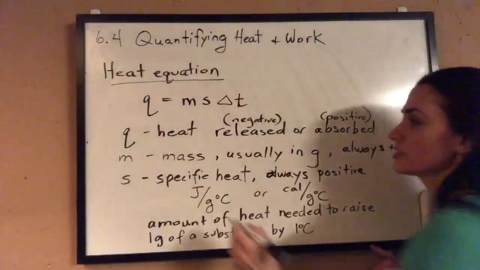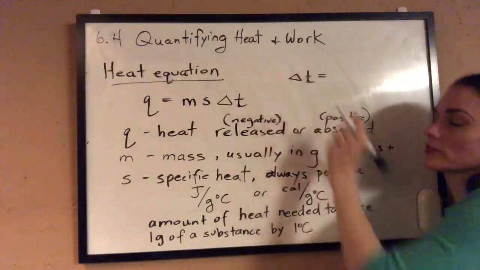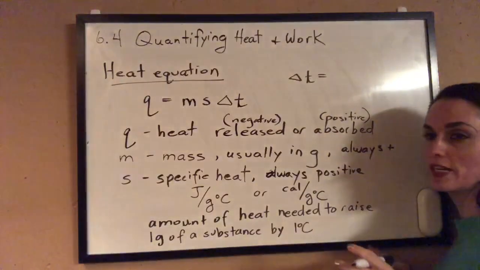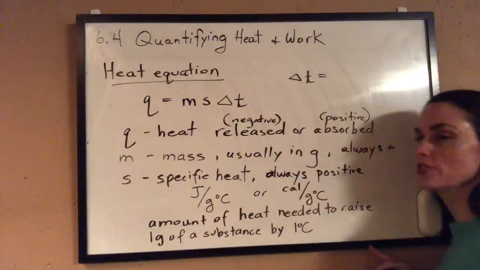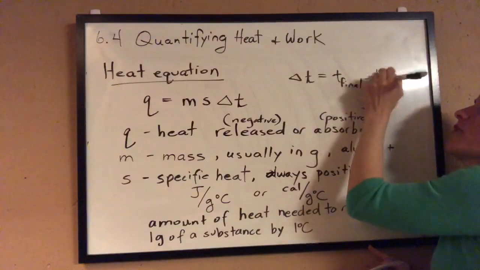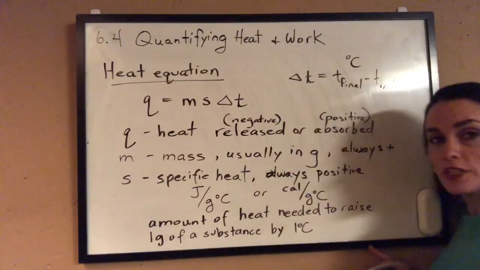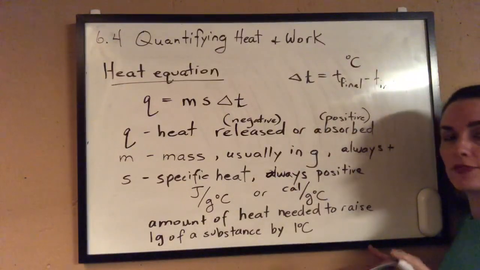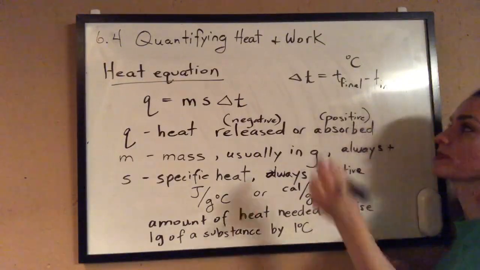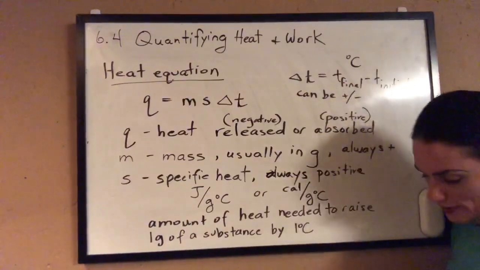And then we have this change in temperature here. Remember, the triangle is the Greek letter delta that's used in science to represent a change in something. It could be a change in heat, temperature, or volume. It's the final minus the initial, in degrees Celsius. Change in temperature can be negative or positive, depending on if the temperature goes down or up.